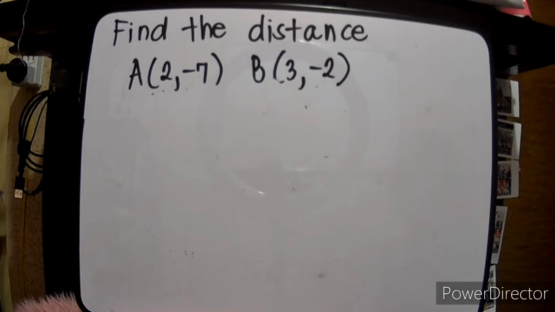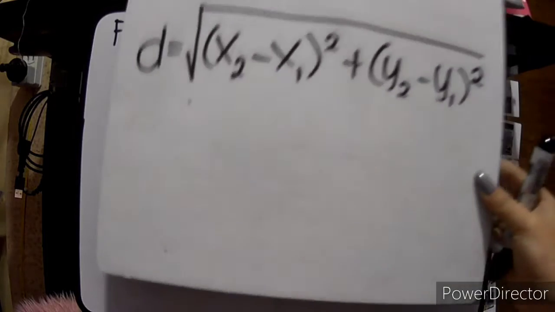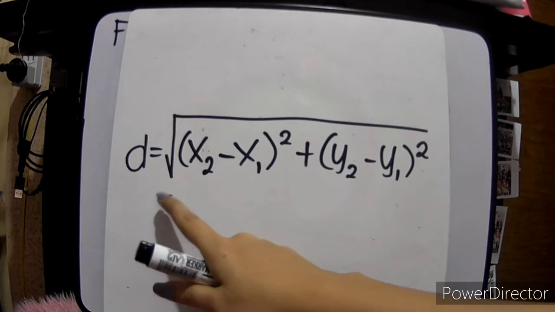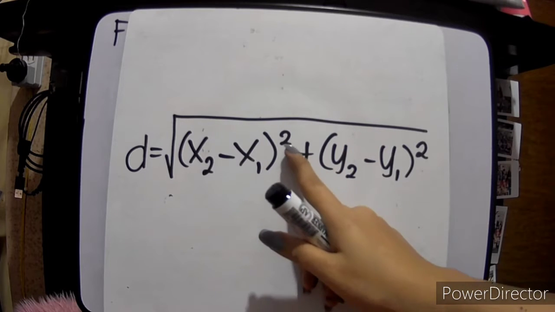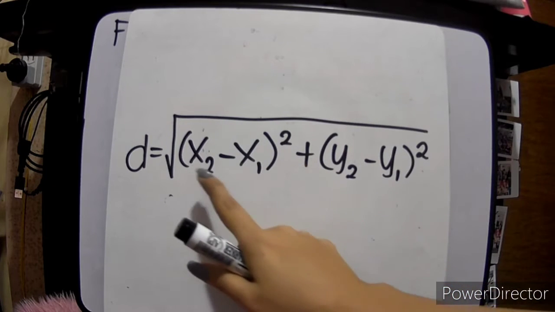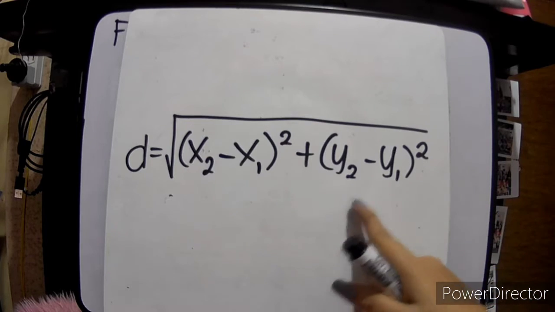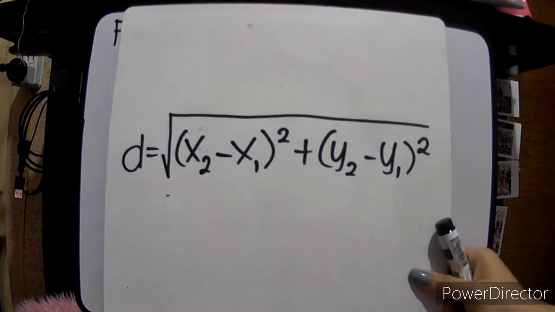Let's find the distance where A is (2, -7) and B is (3, -2). So this is the distance formula. Distance is equal to the square root of the sum of the square of x sub 2 minus x sub 1 and the square of y sub 2 minus y sub 1.